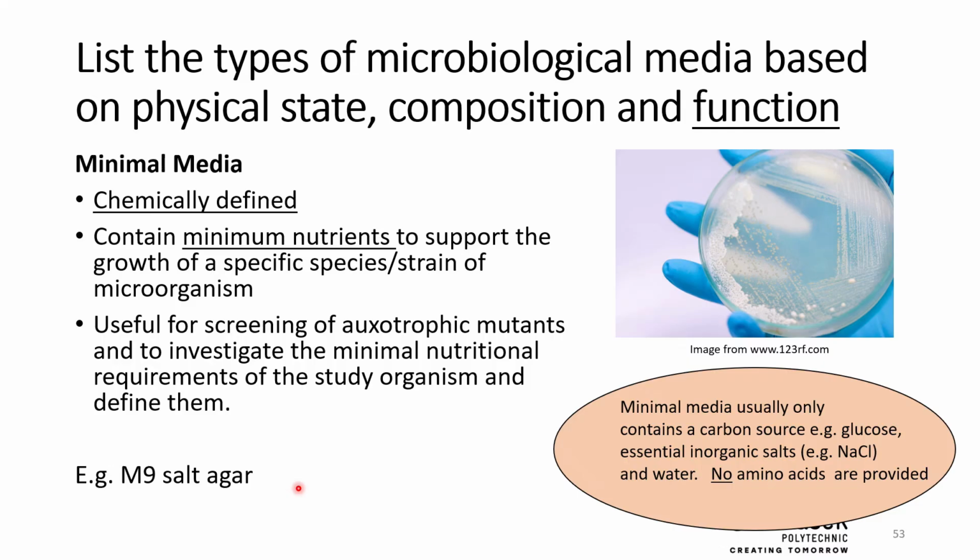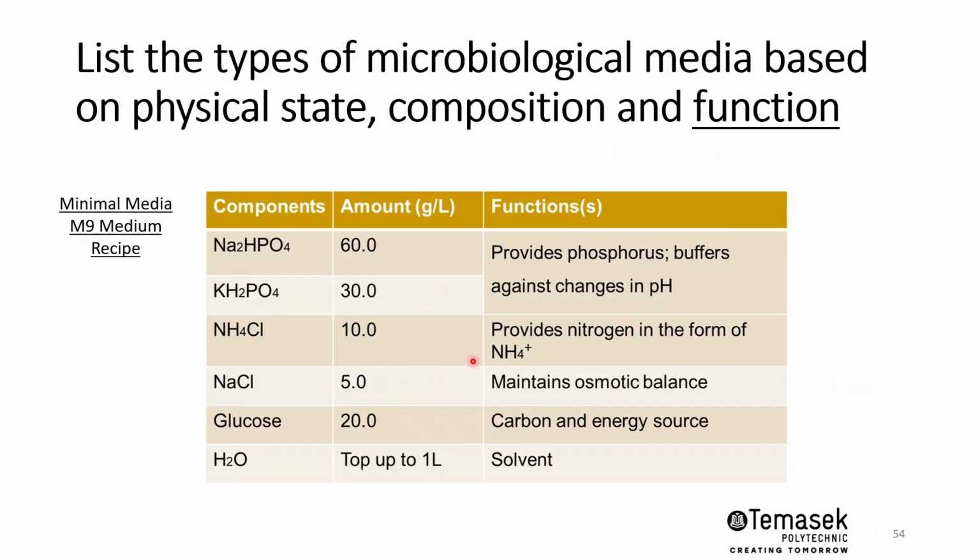Note here that the minimum media usually contains a carbon source and other inorganic salts and water. No amino acids are actually provided here. This table shows the minimum media M9 media, containing inorganic salts as well as just glucose as a source of carbon. So this provides the carbon and energy source for the microbes growing in the culture media, be it a liquid broth or solid culture.